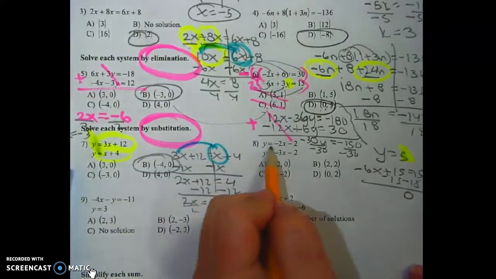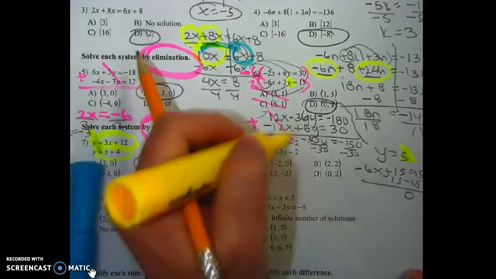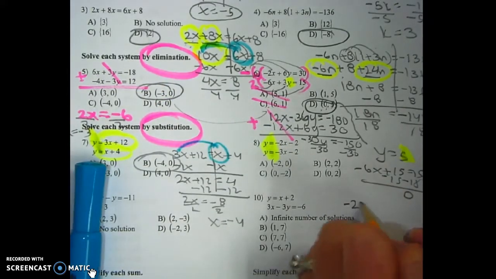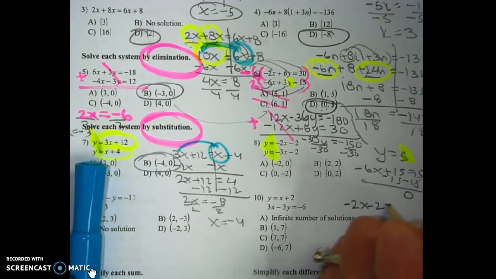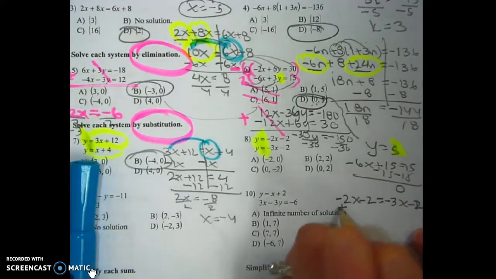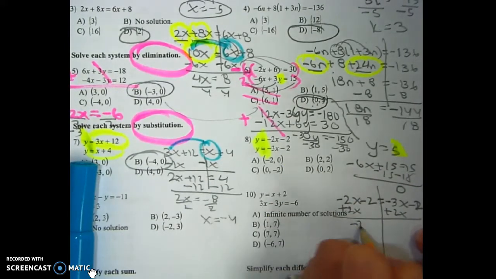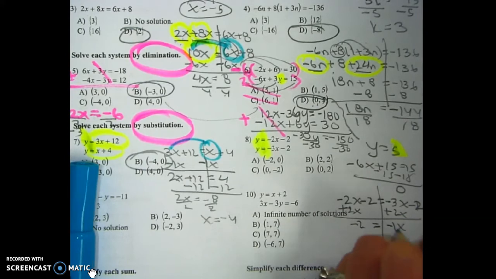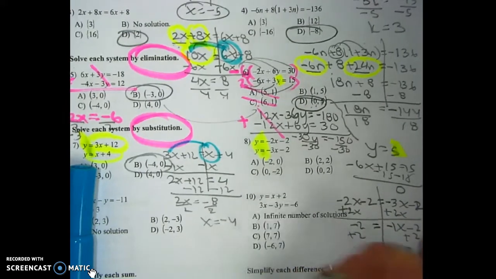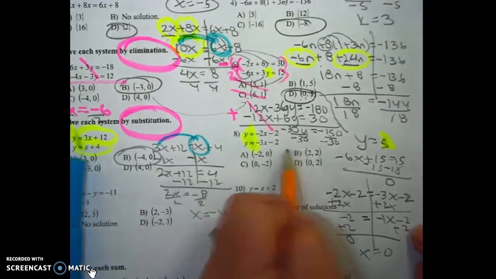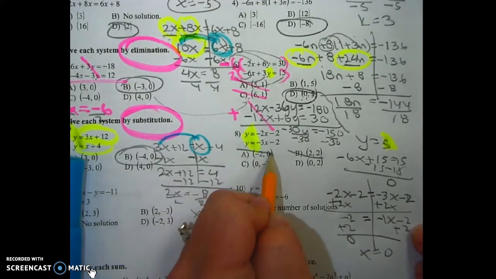Number 8. They're both y equals. Since they're both y equals, set them equal to each other. Negative 2x minus 2 equals negative 3x minus 2. Small x to big X. Negative 2 equals negative 1x minus 2 plus 2. I get a 0. X equals 0. So that means it's not B, and it's not A.